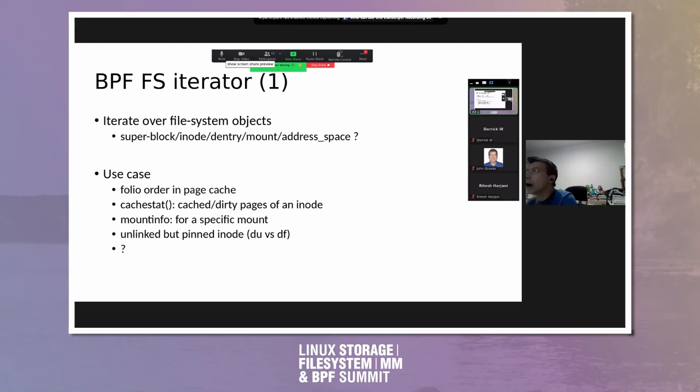In this slide, I will show some simple demos about the BPF file system iterator. I think the main motivation for the file system iterator is to provide more observability for file system objects. So maybe we could iterate over all file system objects, for example, inode, super block, dentry, mount, or even the page cache of the inode.